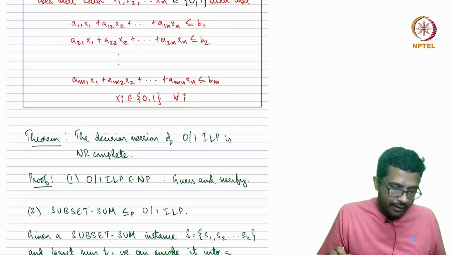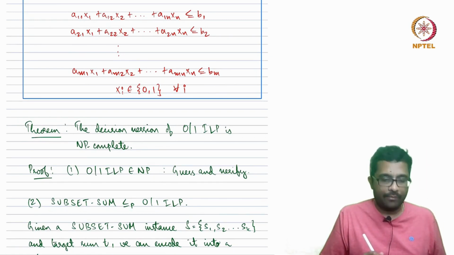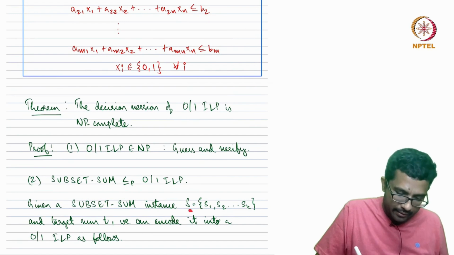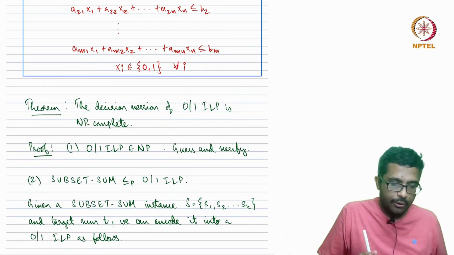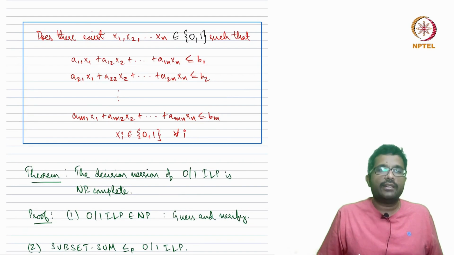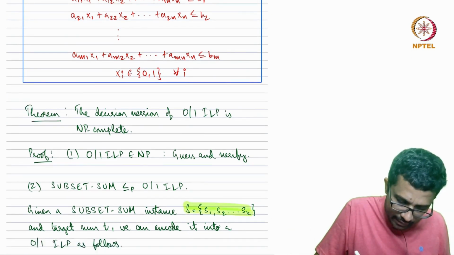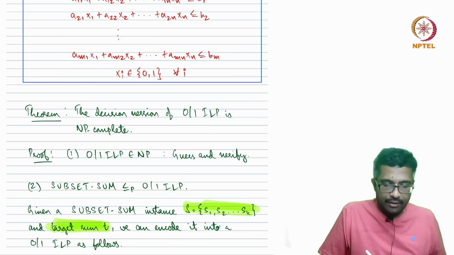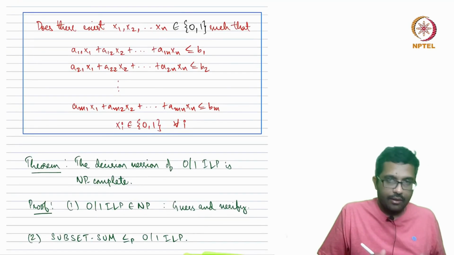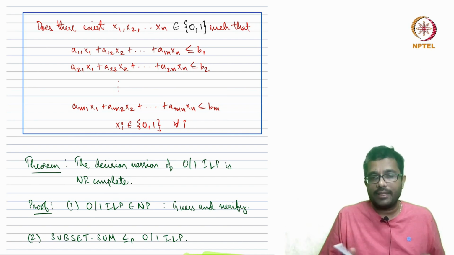And to show NP hardness, we reduce subset sum to 0-1 ILP. So given a set S and a target sum T, we want to build an ILP such that the subset sum instance is a yes instance if and only if the 0-1 ILP instance is a yes instance, right?